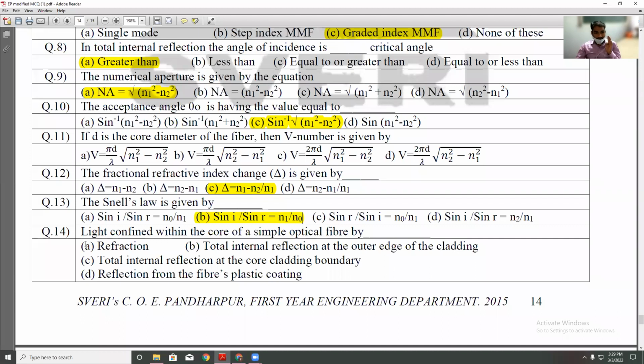Okay. Refraction. Is there any refraction? No, sir. No. What is the second? Total internal reflection at the outer edge of the cladding. Does total internal reflection happen at the outer edge of the cladding? No, sir. It happens at the boundary of the core and the cladding region. Yes. Okay. Total internal reflection at the core cladding boundary. Yes, at the interface of the core region and the cladding region, there is total internal reflection. Okay. C is the correct option.